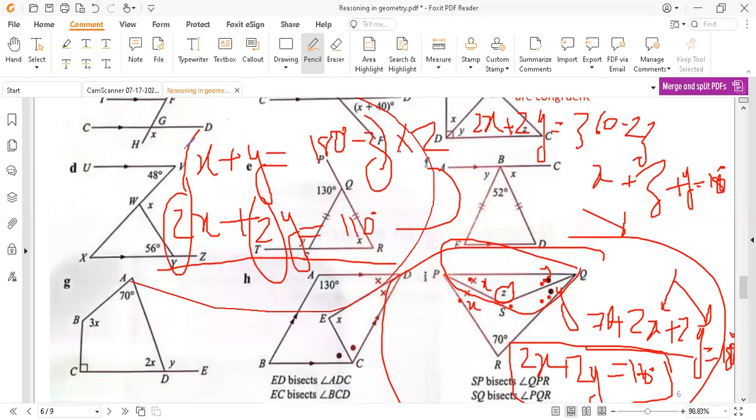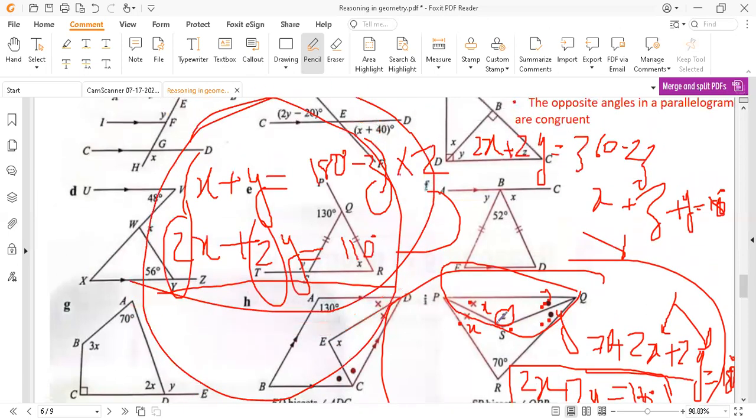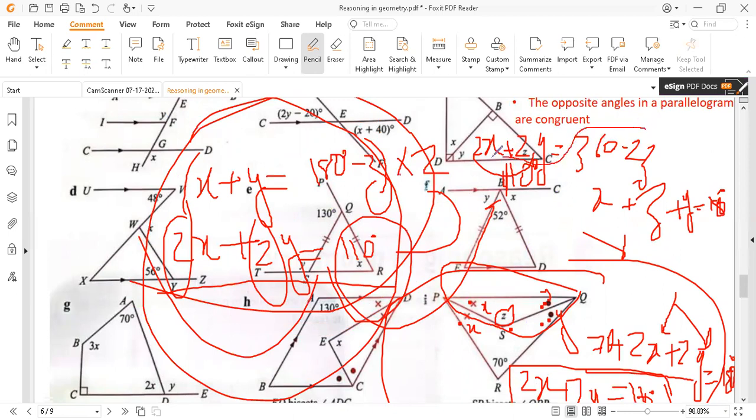How to combine these two equations to find the z? Normally, we have a 2x plus 2y. We can replace it by its value, 110. This is the way to combine the two pieces of information that we found from the two triangles. So normally we'll obtain that 360 minus 2z equal to 110 degrees. So it is one equation with one unknown, easy to solve.